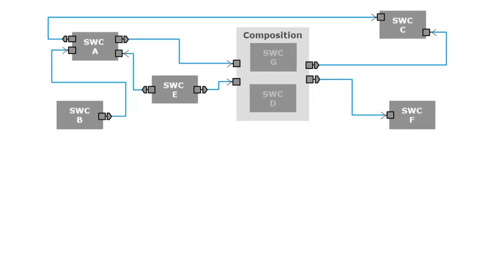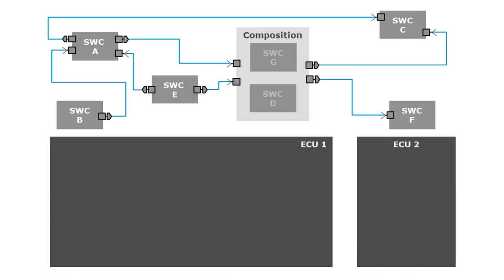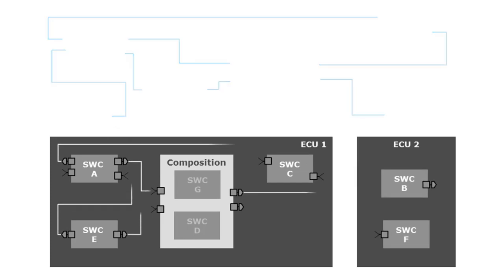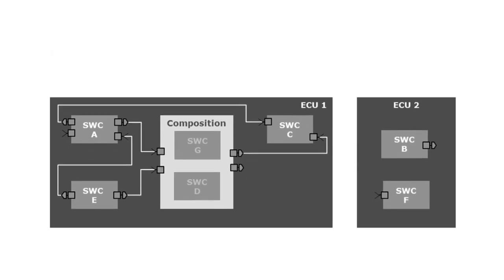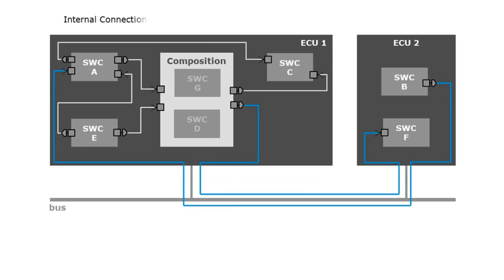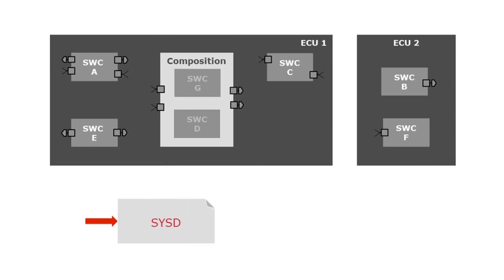In the next step, you define the ECUs. With the mapping process, you distribute the software components to the ECUs. The mapping shows which communication is internal to the ECUs and which occurs externally via a bus. For the external communication, you create a detailed communication description, e.g., in the form of CAN messages.